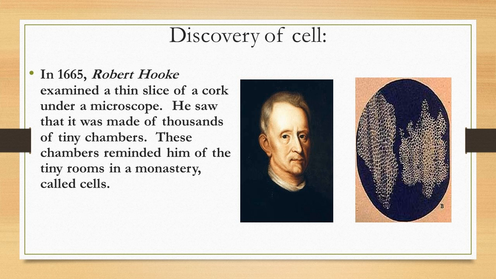It looked like compartments. You can see in the picture the slice section that was observed by Robert Hooke under the microscope. So it had a honeycomb pattern, hexagonal cells. He called them cells because they were closed compartments and they looked like tiny chambers. That is why he called them cells.